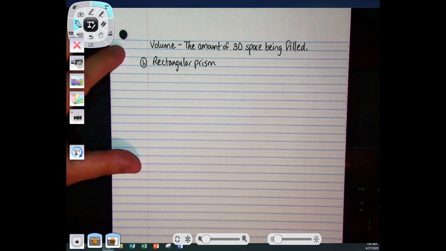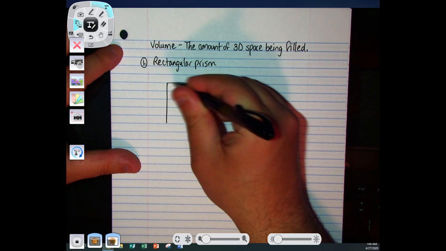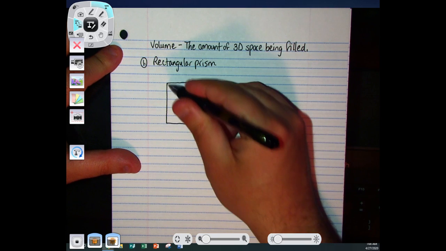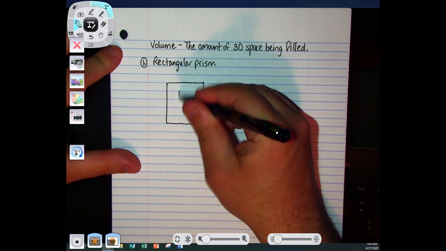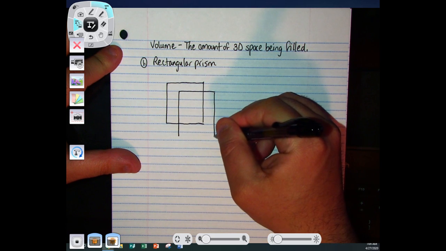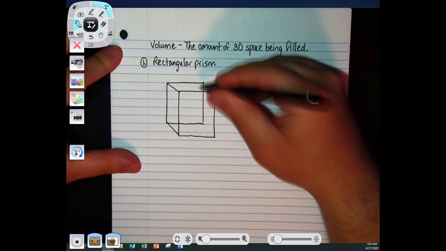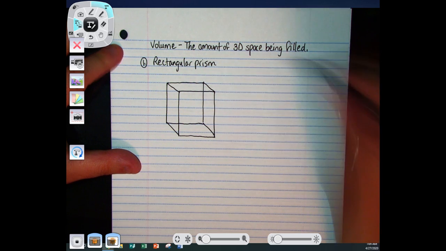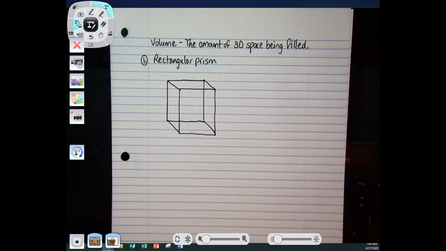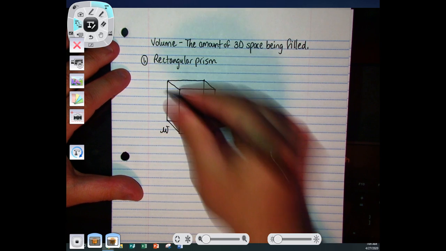So basically a box. So when we look at a rectangular prism, the easiest way to sketch one of these is to just draw a rectangle and then go down and to the right, sketch another rectangle, and then connect the corners. So when we do that, here's our rectangular prism. Because we are dealing with 3 dimensions, we're going to be looking for 3 lengths. We're going to be looking for the length, the width, and the height.